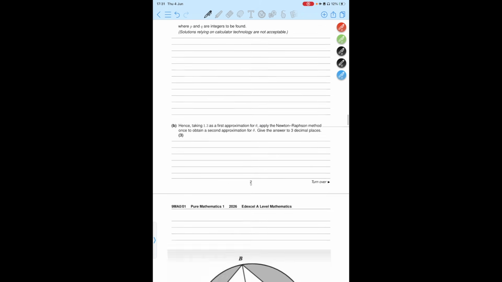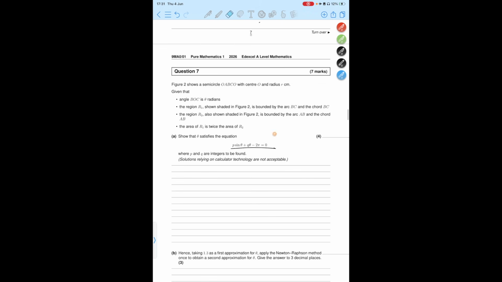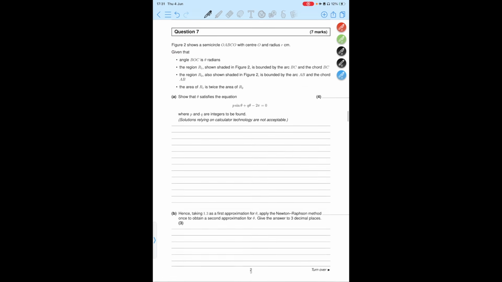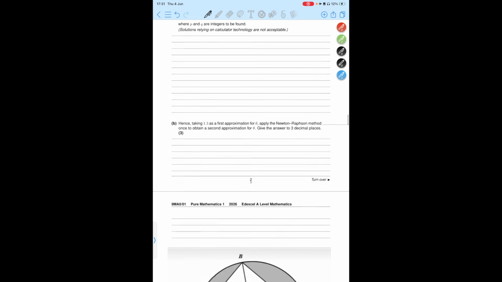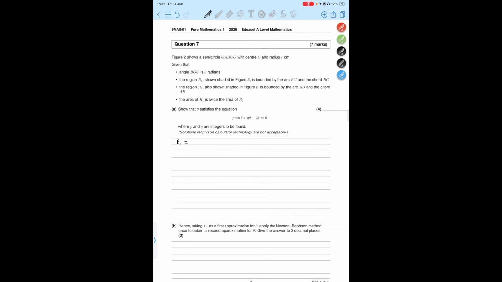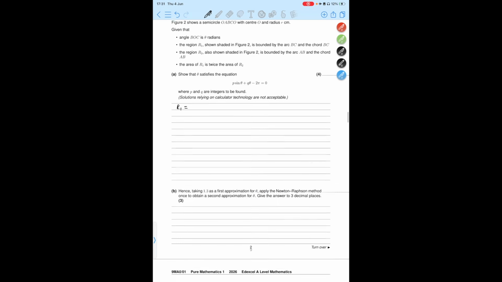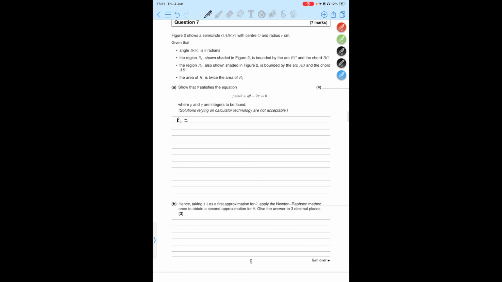So we can work with this because it wants us to find a function of theta and pi. So I'm going to label this here pi minus theta. And let's start by finding out the area of R1. So this is just going to be the area of the sector minus the area of the triangle. Okay, so the area of the sector is half r squared theta.